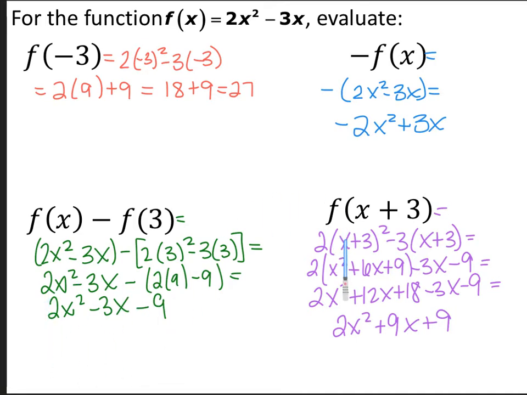For f of x plus 3, I'm going to take every x in the original function and replace it with an x plus 3. So I have 2 times (x plus 3) squared minus 3 times (x plus 3). Foiled this all out, you end up with x squared plus 6x plus 9, and then I distributed the -3, you get -3x minus 9. Distribute the 2 through, simplify, and you end up with 2x squared plus 9x plus 9.